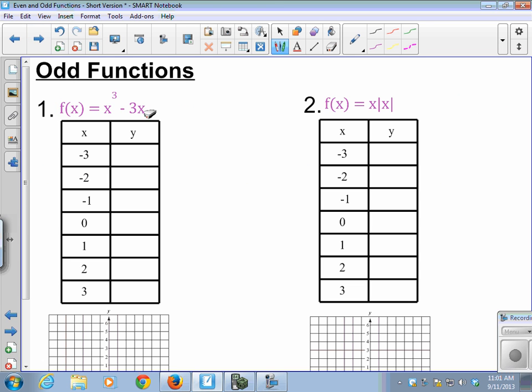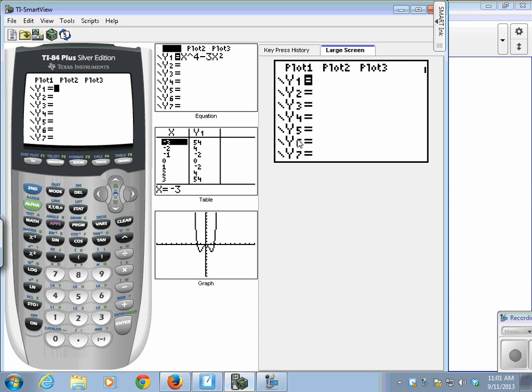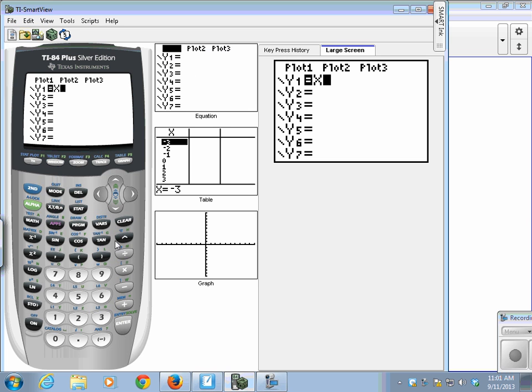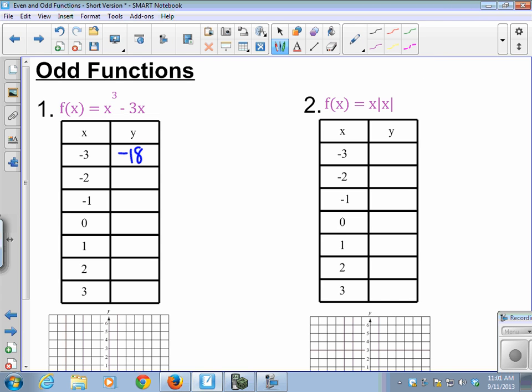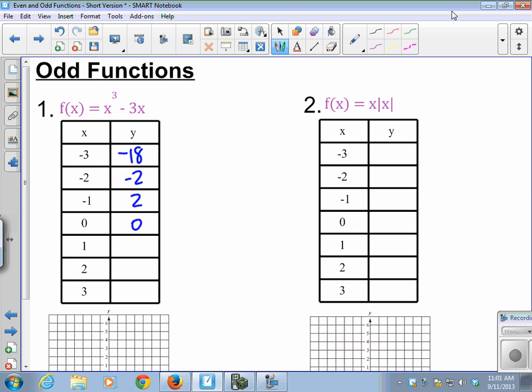I'm going to do the exact same thing and plug my functions in to get my table. My first function is x cubed minus 3x. The table that gives me is negative 18, negative 2, 2, and then we had 0, and then negative 2, 2, positive 18.